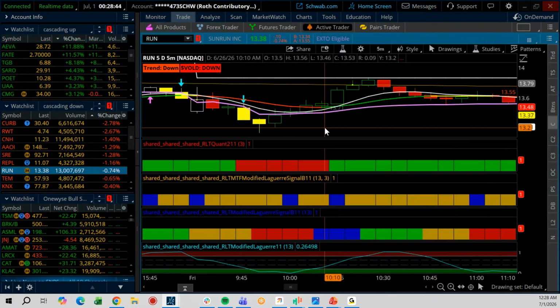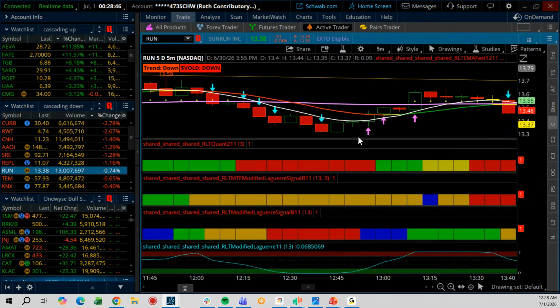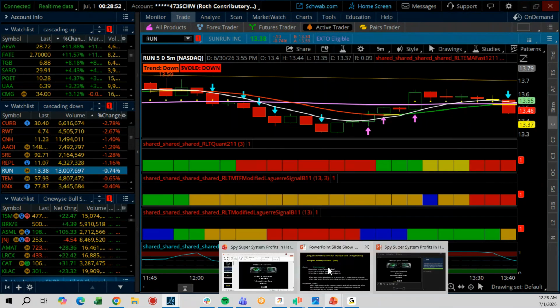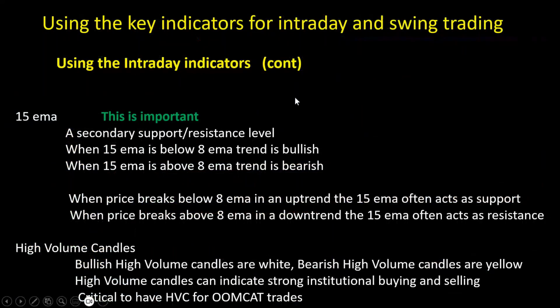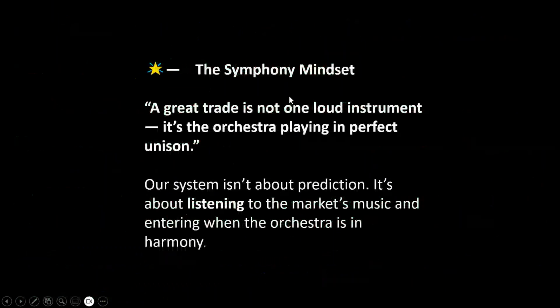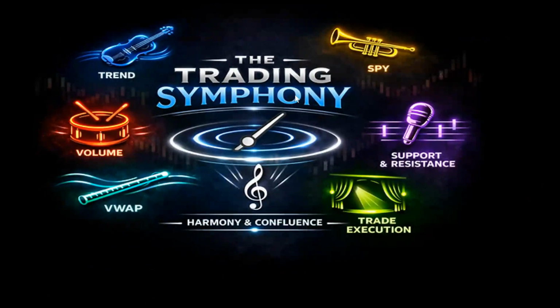All right, so I'm going to leave it there, and I hope this was helpful for you to hopefully become a better trader. That's the whole point. So again, think of it as a symphony. Think of those instruments playing. Think how good it sounds when they're all playing in harmony, and how bad it sounds when something's out of tune. You don't want to be taking a trade that's out of tune.